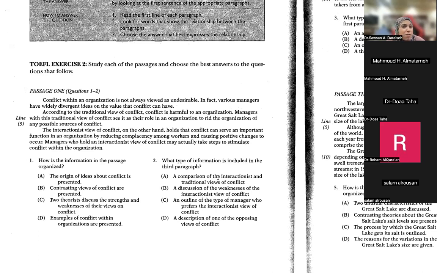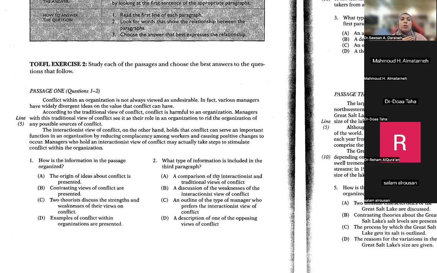And by the way, this passage is very good because all of you guys work at a certain organization, and you know that we all might suffer from something like this. And causing, look, even if you don't know the meaning of to reduce complacency, look what it says after that: among workers and causing positive changes. Did we talk about this right now or not? التغيرات الإيجابية. To occur.